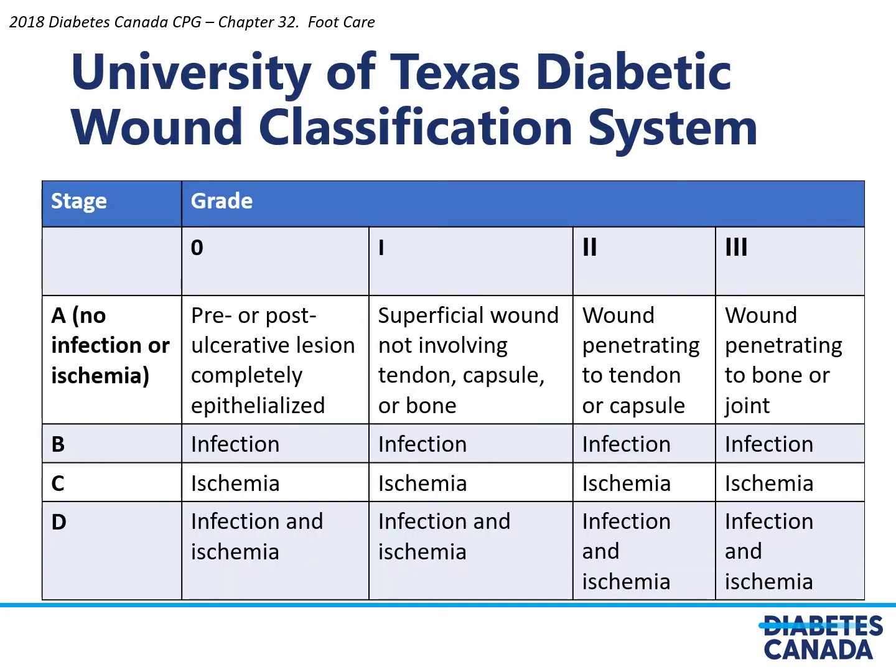When we consider the University of Texas Diabetic Wound Classification Scheme, we consider stages: those individuals with no infection and no ischemia, and those individuals with infection and ischemia. The table nicely summarizes the key issues.